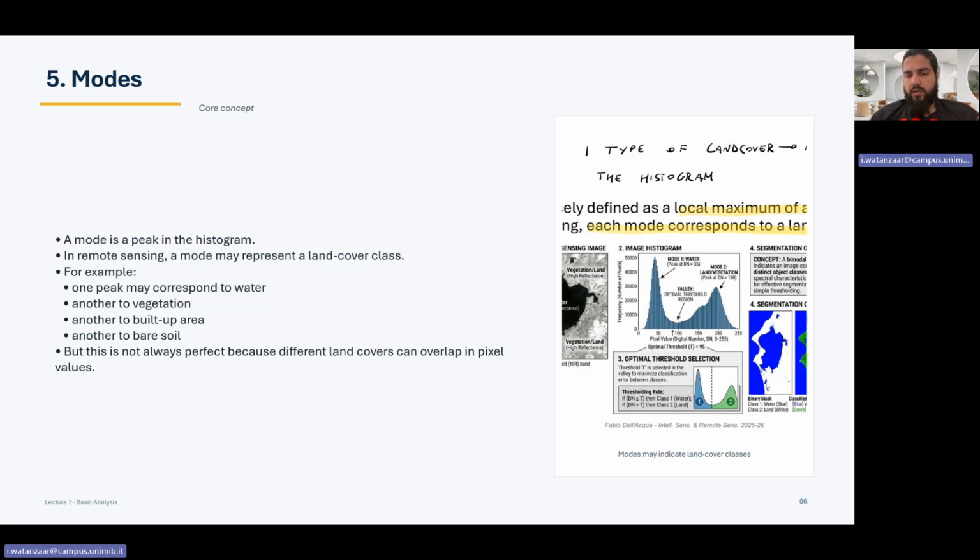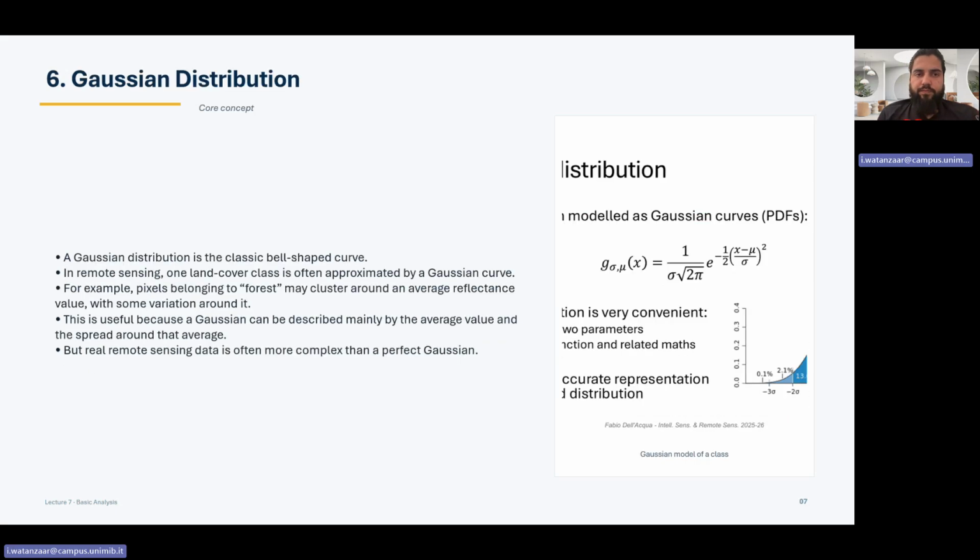So this is how a histogram represents multiple modes. You can consider them simple peaks, and each represents a certain class. But this is not always perfect, because different land covers can overlap in pixel values. Especially in remote sensing, modes may not always be very efficient because land covers can overlap in pixel values. As we discuss spatial analysis and spatial continuity further, we will see how they overlap each other.